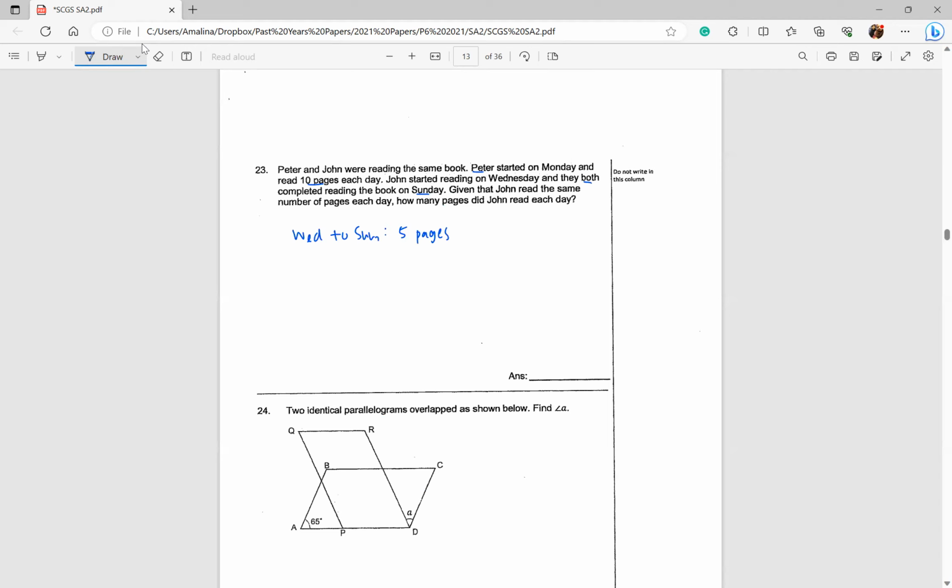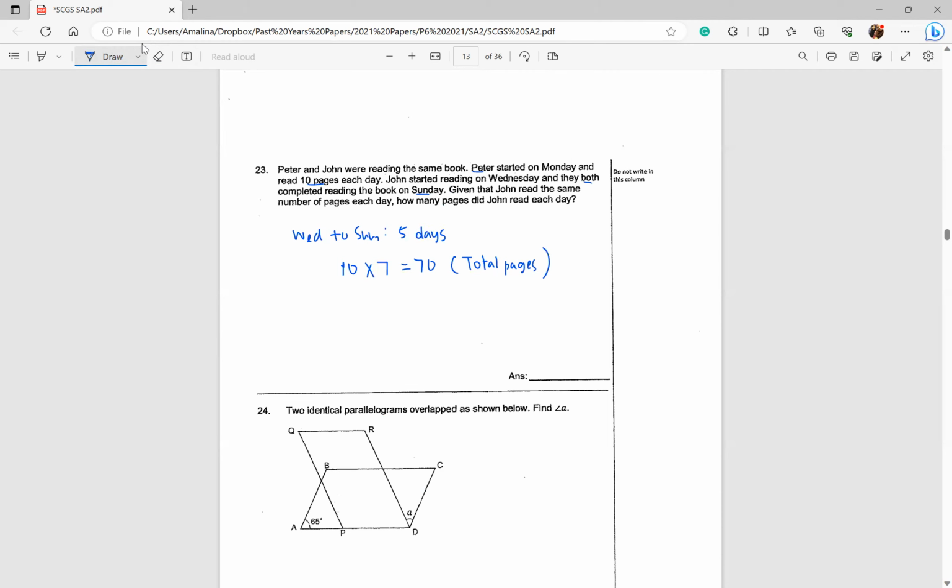Can you find the total pages for John? Yes. I take 10, I times by 7 first, 70 pages. This is the total pages of the book. Okay, and then because John started reading on Wednesday, you only took, sorry, not 5 pages, 5 days. Okay, Wednesday to Sunday is only 5 days.